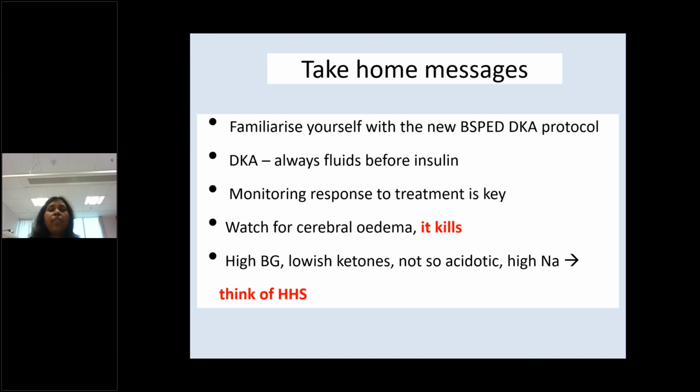And then high BG with lowish ketones and not so acidotic but a high sodium, think about HHS. The way I remember is in DKA we have high BGs and ketones and acidosis, whereas in HHS there will be very high blood glucose but the ketones and the acidosis is not that severe, partly because HHS is more common in type 2 diabetes rather than type 1, and they do have some insulin reserve, and that is the reason for them not to have very high ketones. So that's the reason for that.